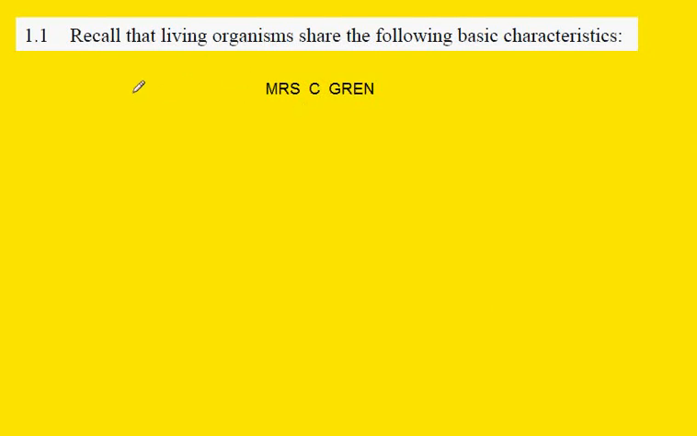IGCSE Biology, Syllabus Statement 1.1, The Basic Characteristics of Life. Defining what is living and not living is notoriously difficult, but for our purposes, we can use Mrs. C. GREN, where M stands for movement. Living things move. R stands for reproduction.